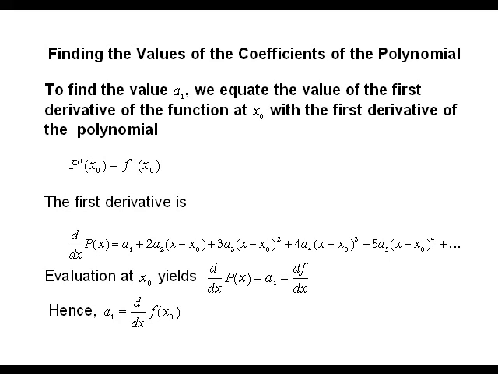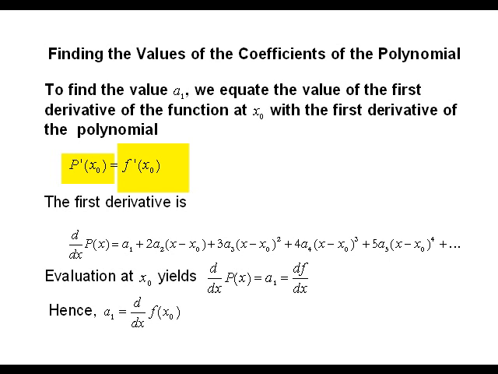Now let's try to find a value for a1. We do that by requiring that the first derivative of the polynomial equals the first derivative of the function at x naught. So we're matching values, and now we're just going to start matching up functions. Let's look at the first derivative.